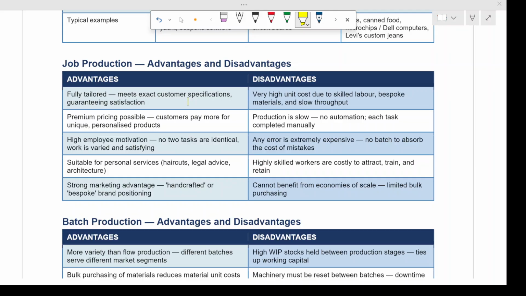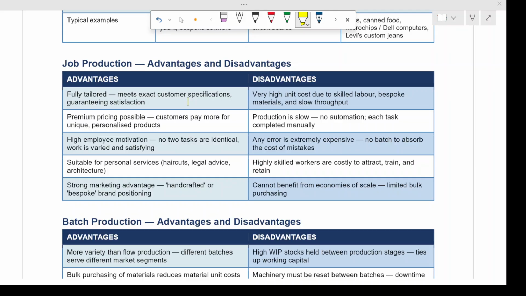The error is extremely expensive, because if you make a mistake, if you waste anything, the whole thing will need to be scrapped. There will be no batch which would absorb the cost of mistakes. There will be a very low margin for error in that scenario.